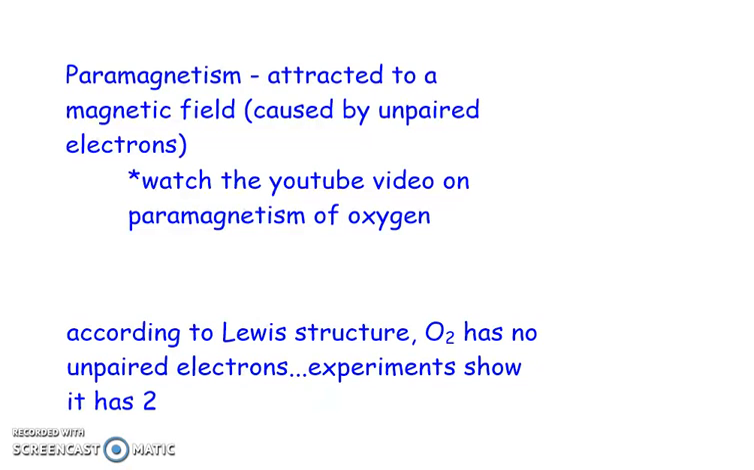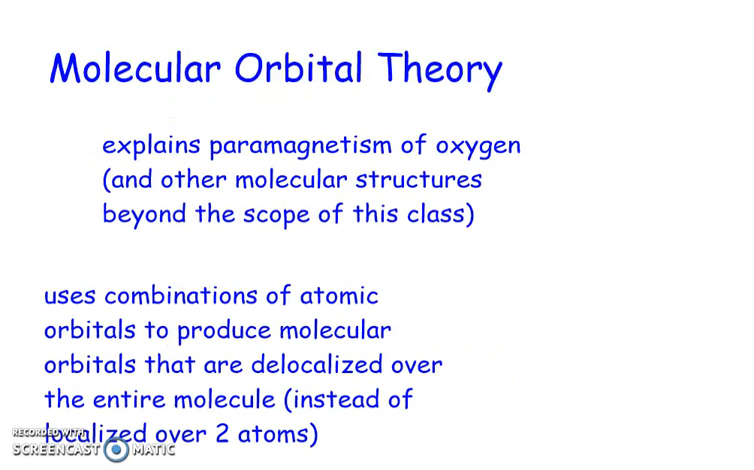According to the Lewis structure, oxygen has no unpaired electrons. However, experiments show it has 2 unpaired electrons. So something must be wrong with the Lewis structure that we have. Molecular orbital theory is able to explain the paramagnetism of oxygen, as well as other molecular structures that are beyond the scope of this class. It uses combinations of atomic orbitals to produce molecular orbitals that are delocalized over the entire molecule, instead of having those electrons localized over the 2 atoms that the bond is describing.